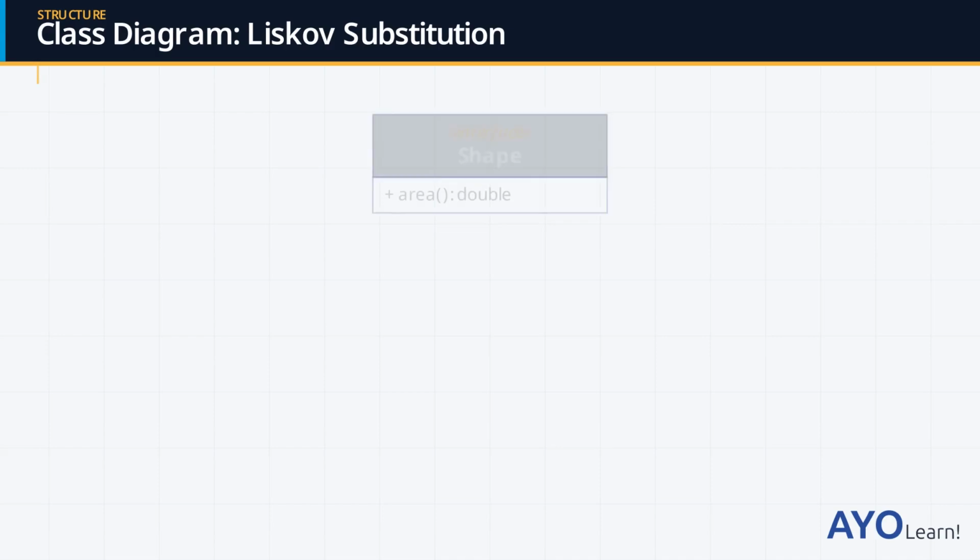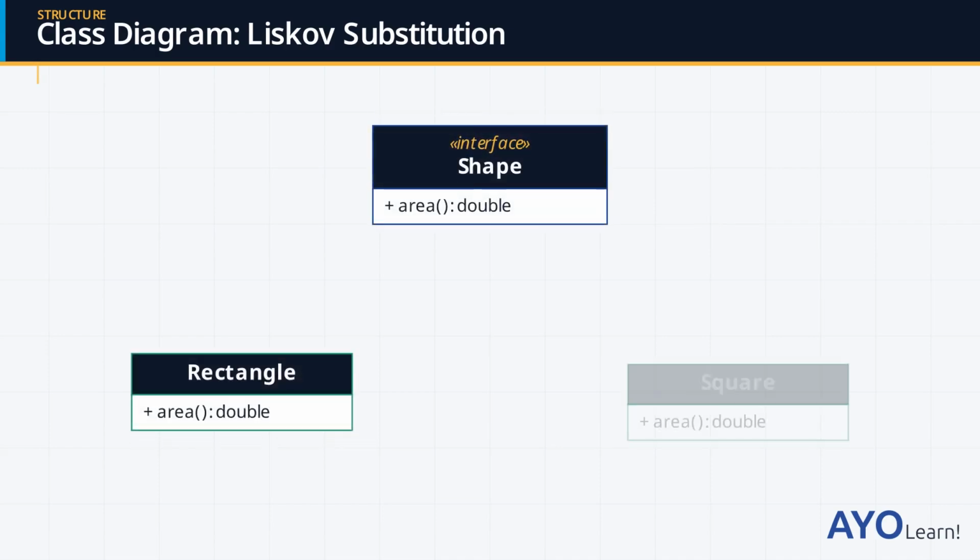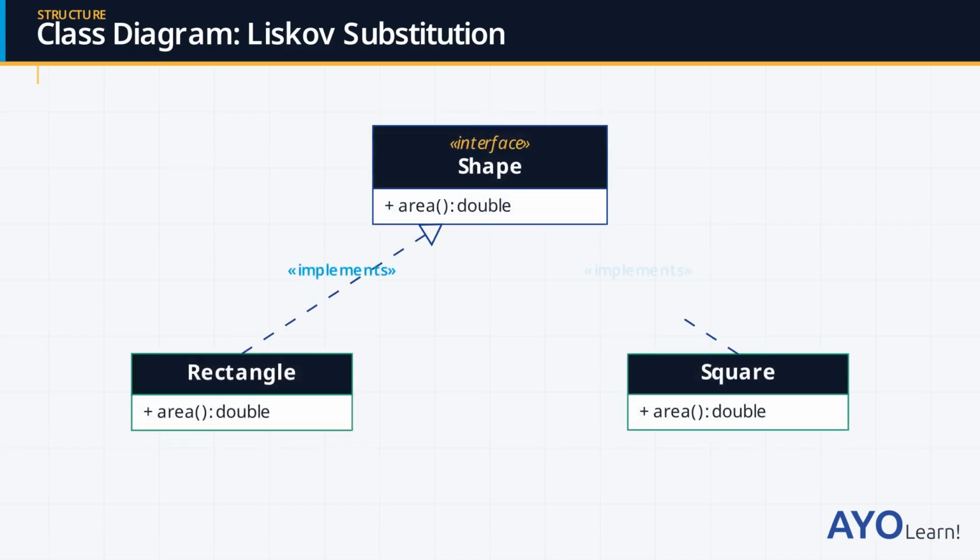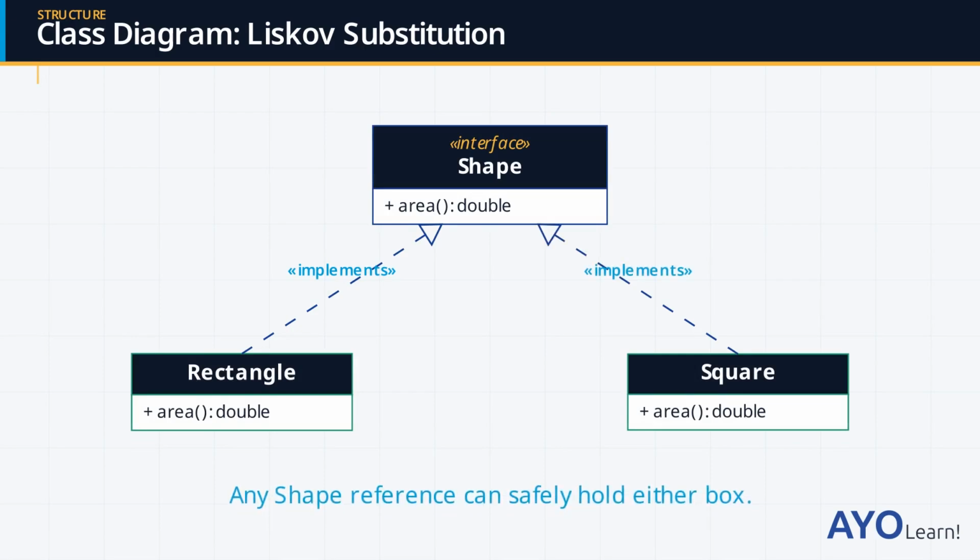Look at the diagram. The shape interface sits at the center with an area method. Rectangle and square both implement shape, joined by implements arrows. Any shape reference can safely hold either box. Notice the old arrow, square extending rectangle, now fading as we remove it for breaking the principle.